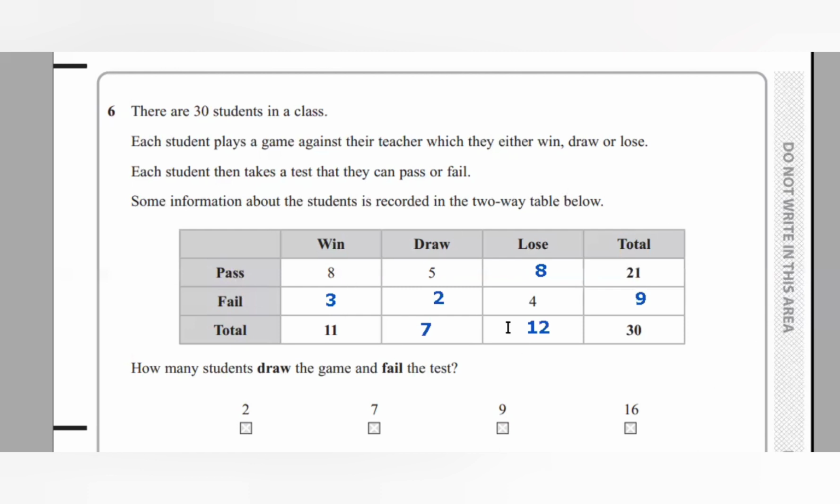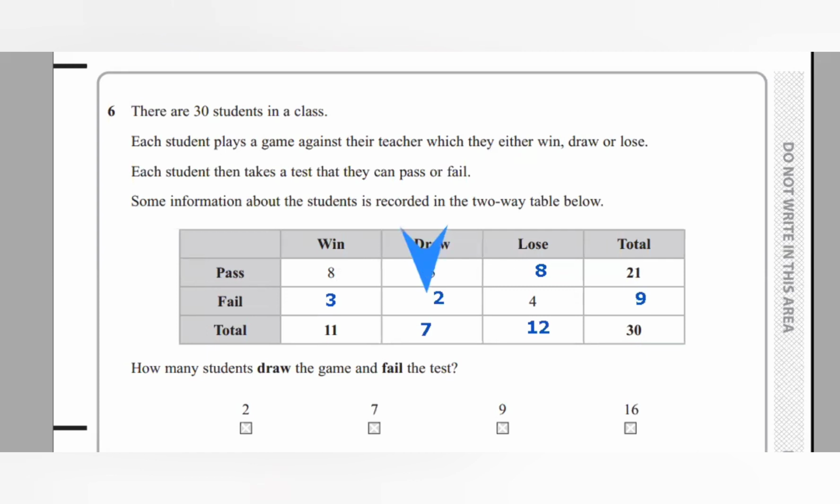After finishing all of the numbers, now we can answer the question. How many students draw the game and fail the test? Draw the game and fail the test at the same time. It means what? It means you're going to match failing the test and drawing the game, and they will meet in one box.